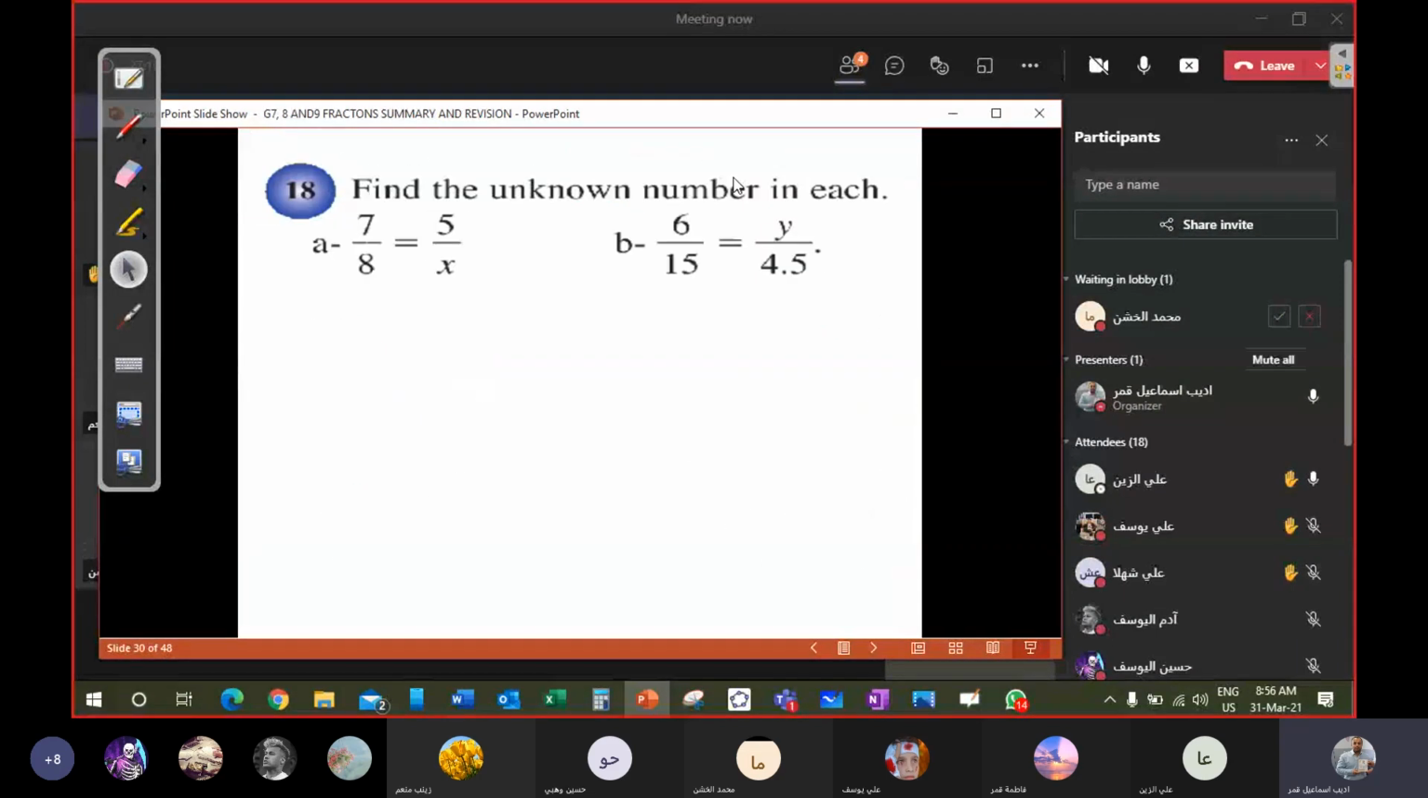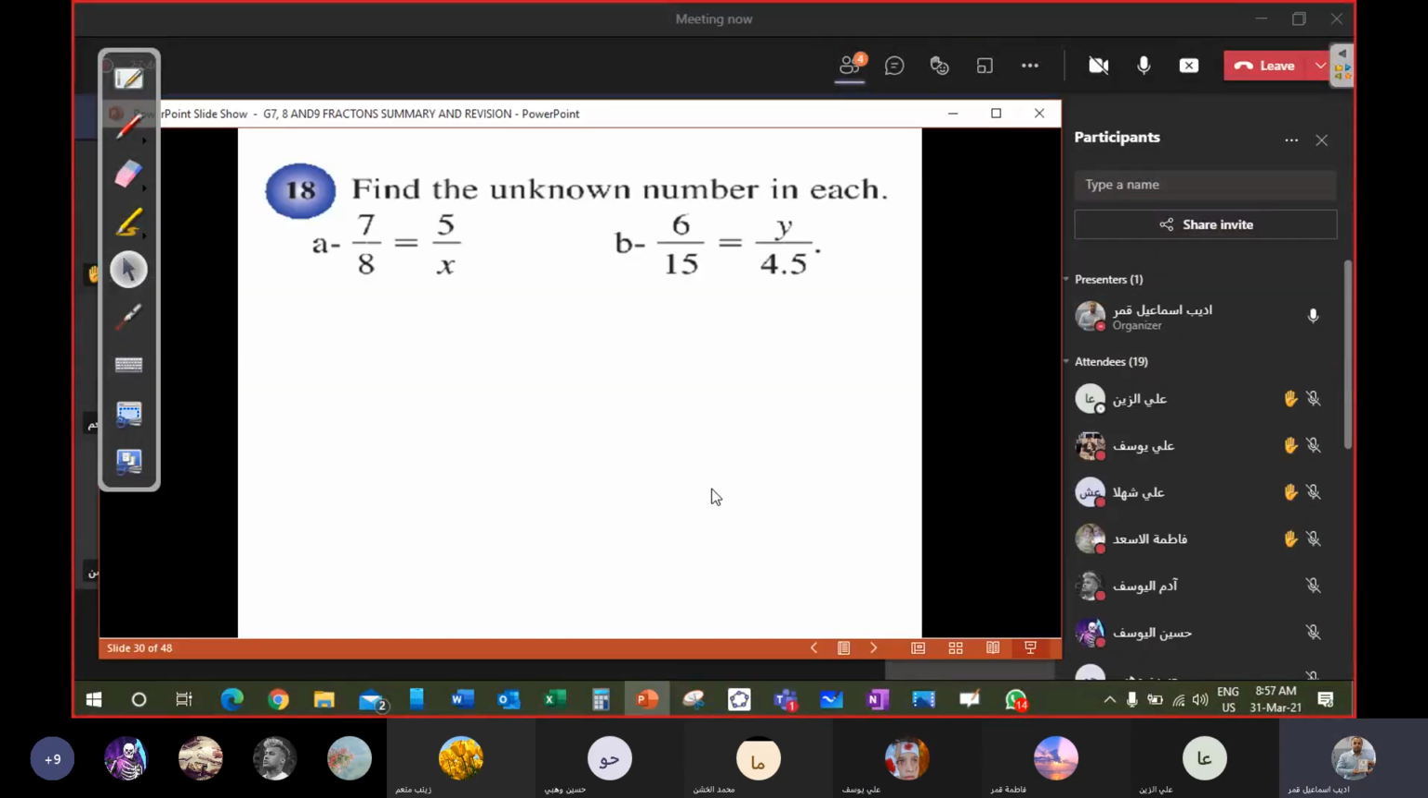Okay, who can remind me of the first one? Raise your hands. Fatima Al-Assad. 7 over 8 equal 5 over x. We put x times 7 equal 8 times 5. So we get 7x equal 5 times 8, and 7x equal to 40.